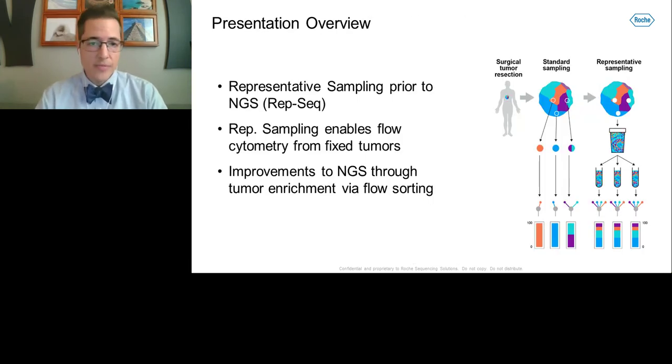So here's just a brief presentation overview. Today I'll be talking briefly about some NGS downstream of representative sampling. We call this REP-Seq. This is sort of the foundation of the paper that I mentioned earlier. But then I want to get into some really interesting stuff where we've furthered our methodology such that we have enabled flow cytometry of intact cells from formalin-fixed tumors. And then I'll finish with how we're trying to use the flow cytometry and flow sorting to enrich for tumor cells prior to NGS, which significantly improves the data output.